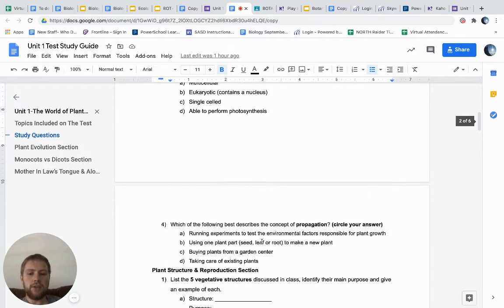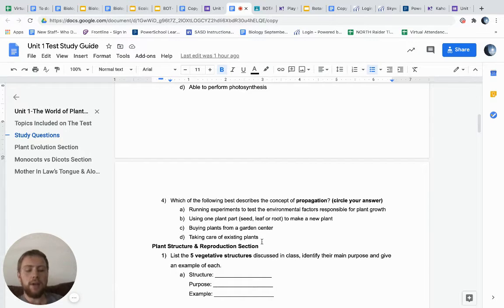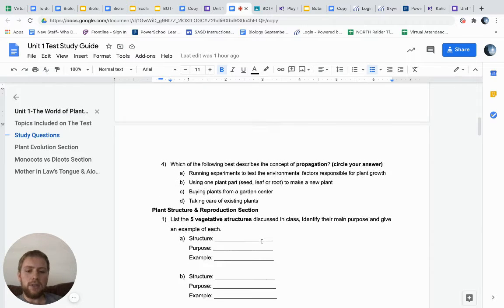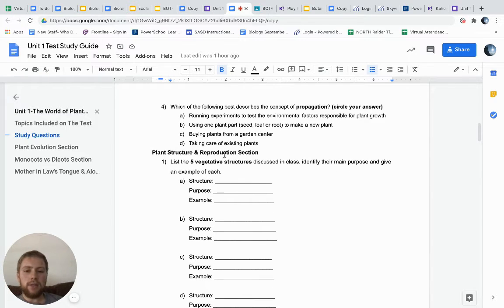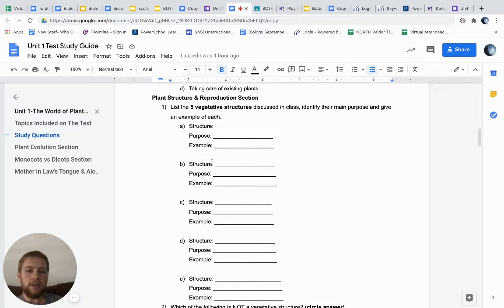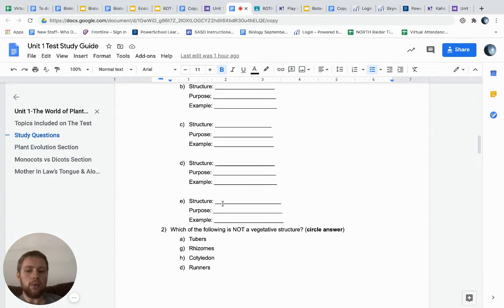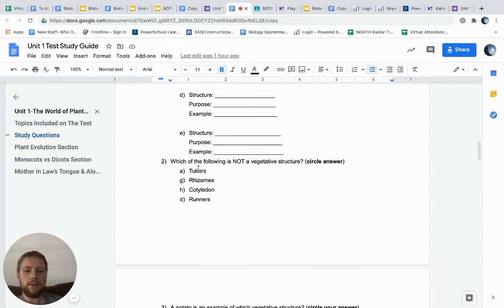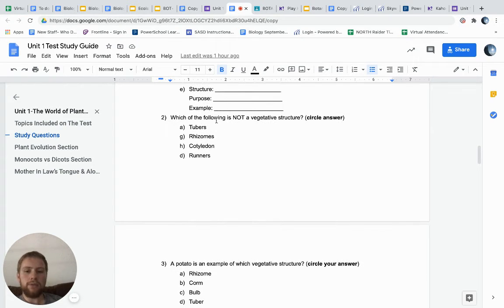So this whole section 1 through 4 corresponds to the living versus non-living, the first day of notes. Then we get into our plant structure and reproduction notes. So I want you to be able to know what these vegetative structures are. There will likely be questions about them, similar to something like this. Which of the following is not a vegetative structure?